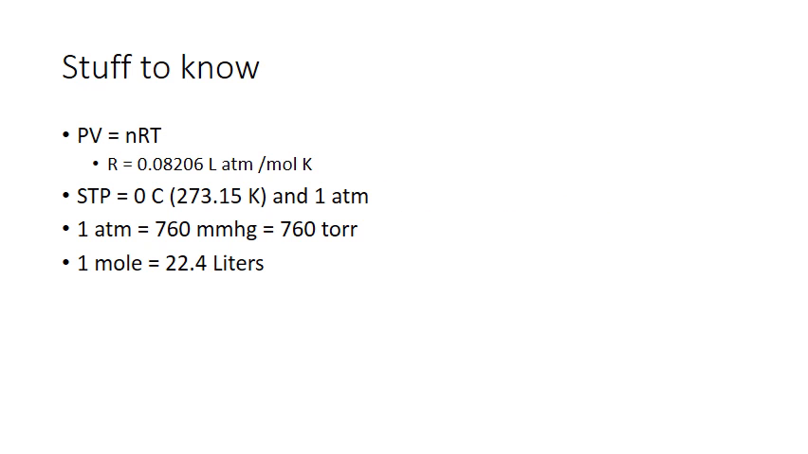Some things we're going to keep in mind: first off, the ideal gas law. We're going to be using that and the basic constant in the ideal gas law, which involves liters, atmospheres, moles, and Kelvin. Standard temperature and pressure is 0 degrees Celsius, or 273.15 Kelvin, and 1 atmosphere. 1 atmosphere is also equal to 760 millimeters of mercury, 760 torr.